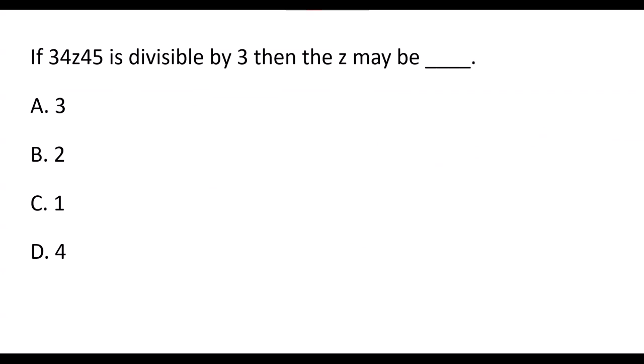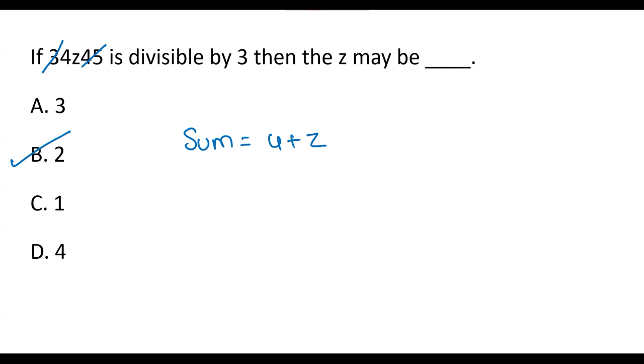Divisible by 3. So for divisibility by 3, the sum of digits must be satisfied. Here, to save time, what can you do? No need to do the sum again. 3 is divisible by 3, no need to calculate. 4 plus 5 is 9, divisible by 3, no need to calculate. So the sum must be equal to 4 plus z. If you want the sum of digits, z must be equal to 2.